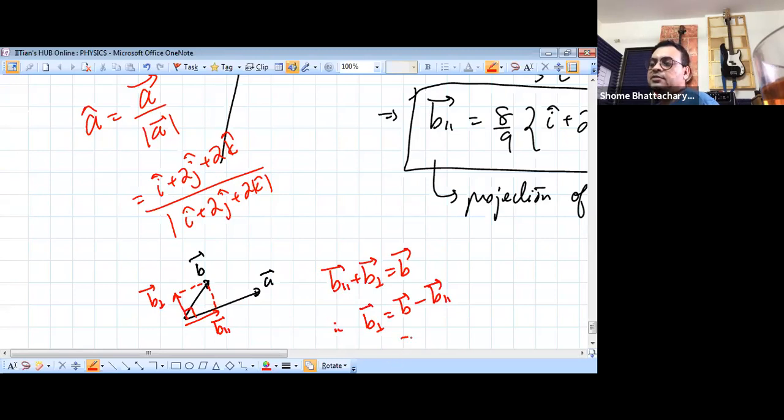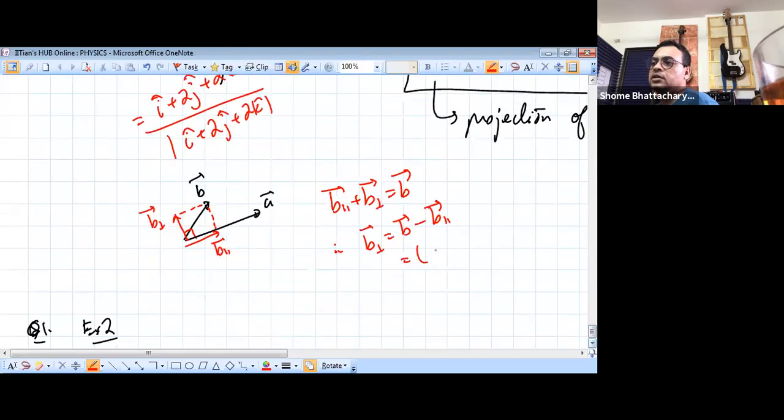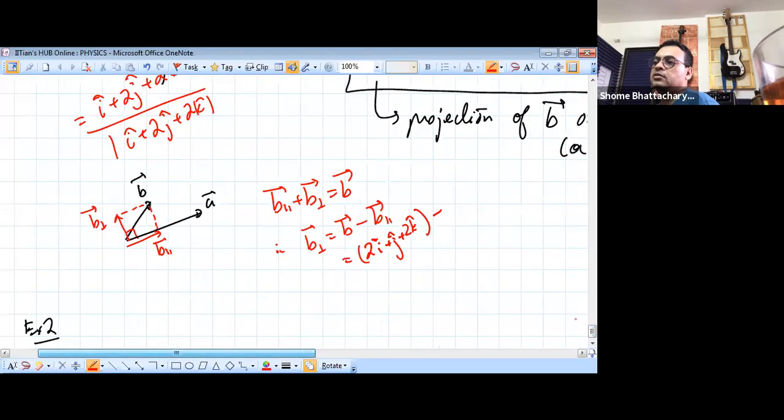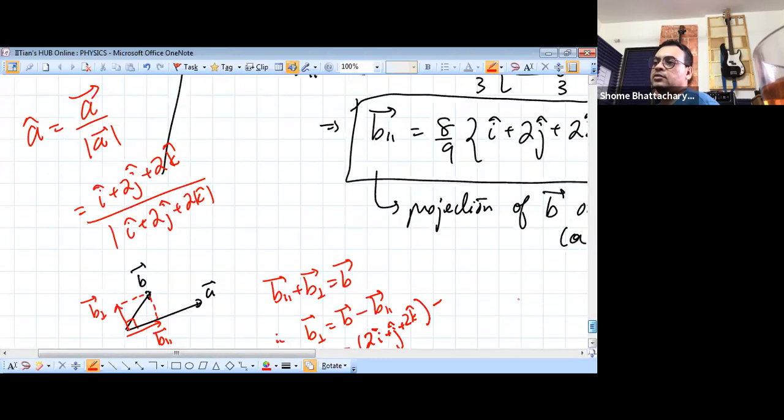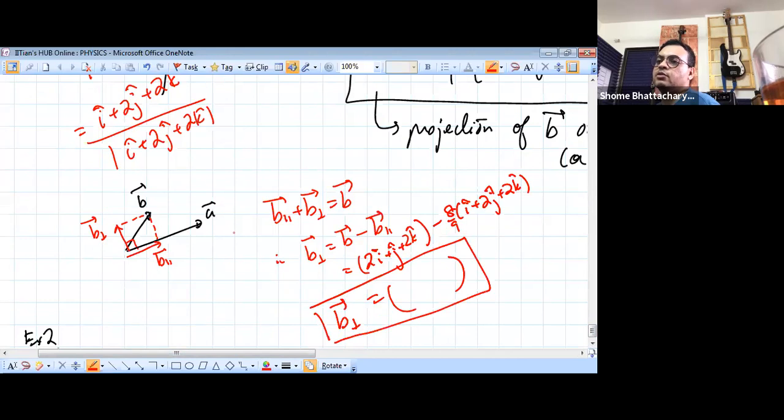So vector b was how much over there? It was this whole thing, 2i plus j plus 2k. Now what will we subtract from it? This vector, the parallel component, 8 by 9 i plus 2j plus 2k. Whatever vector we get over here will become the perpendicular component. So this is how we find the perpendicular component.